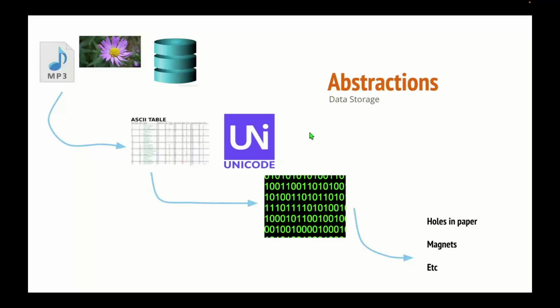And we also have abstractions for how we store things. So audio, images, video, and just regular data get encoded through different types of encodings into ones and zeros. And then those ones and zeros get abstracted. They get turned into holes in paper, or magnets being polarized or not polarized, etc.